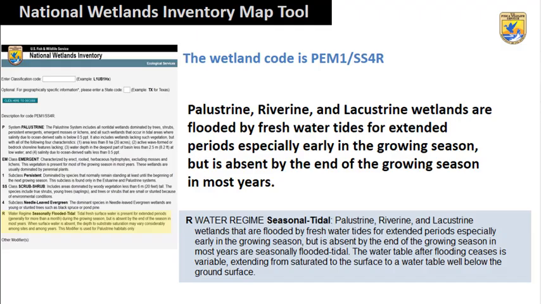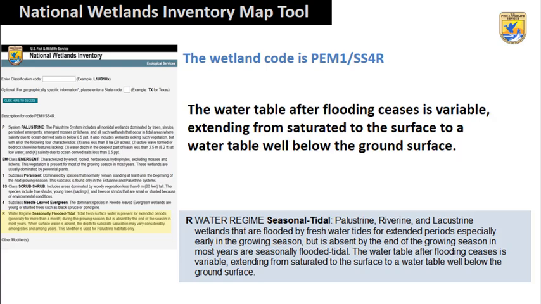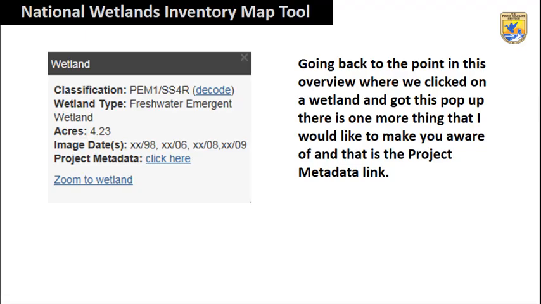Palustrine, riverine, and lacustrine wetlands are flooded by freshwater tides for extended periods, especially early in the growing season, but is absent by the end of the growing season in most years. The water table after flooding ceases is variable, extending from saturated to the surface to a water table well below the ground surface.